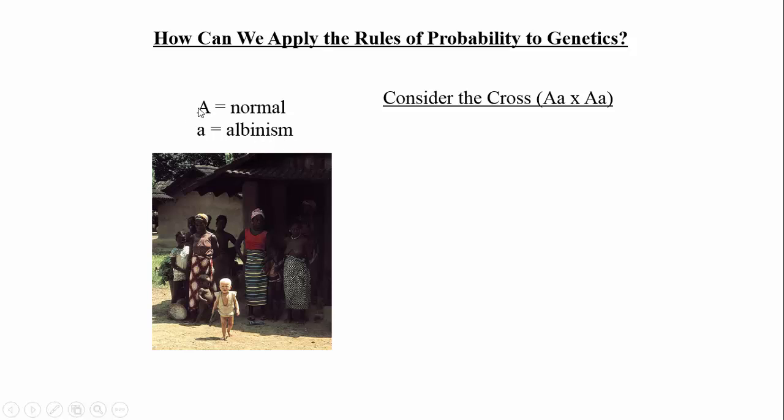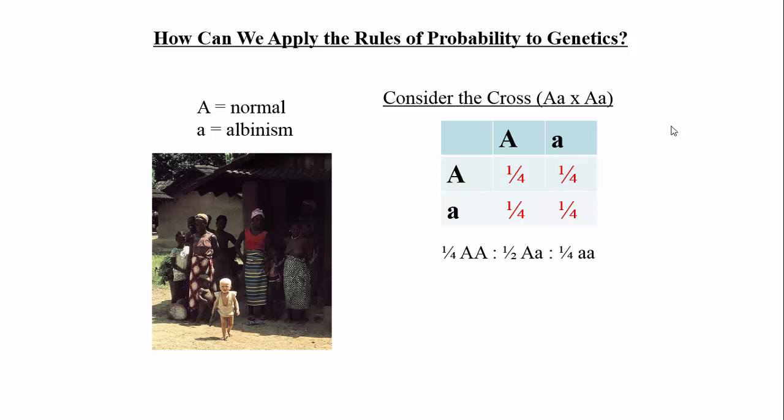So if you're a heterozygote, you're a carrier for albinism, but you don't express it, right? Because the big A dominates the little a. Let's consider this cross over here. We go ahead and do that cross. We get those ratios. And then you'll notice that 1/4 will be big A big A, 1/2 will be big A little a, and 1/4 will be little a little a.